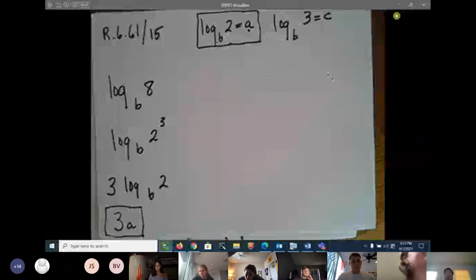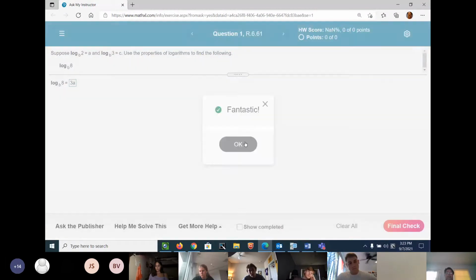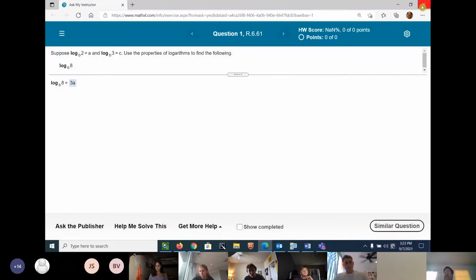Who's got a question on that? 8 is equal to 2 to the third power. Bring the 3 out using the power rule. When I say the power rule of logs, everybody should be going, oh yeah, I remember that. And then 3 times log base B of 2. Log base B of 2 is A, so I just get 3A. Should be 3A. Okay, next. And I think that's it.